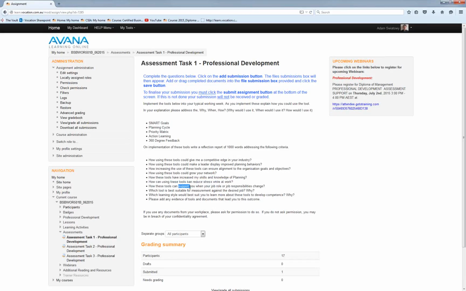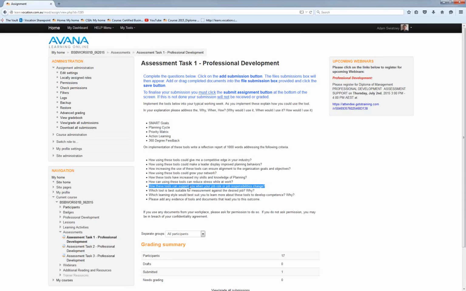How can these tools support you when your job role or job responsibilities change? So imagine moving into a brand new company, or imagine if you've just been given a promotion. Imagine if you're looking after somebody else's job for a week. So they're on holiday, manager's gone on holiday, you're now managing the store for a week. How can these tools help you when you're managing the store for a week while somebody's gone?